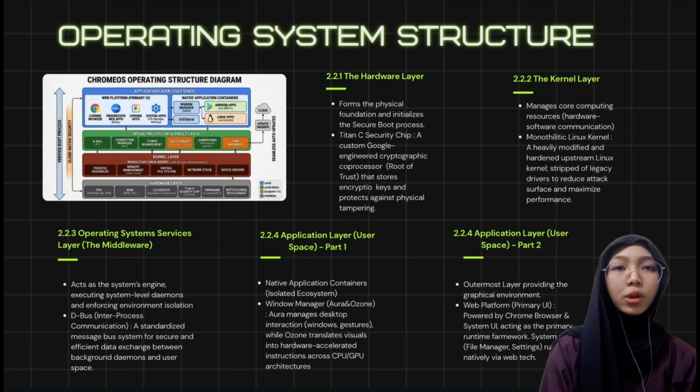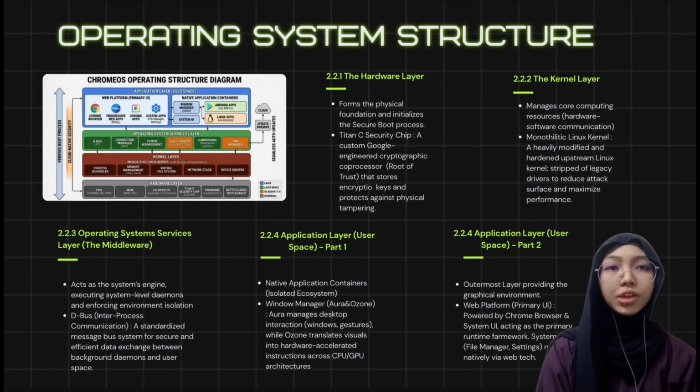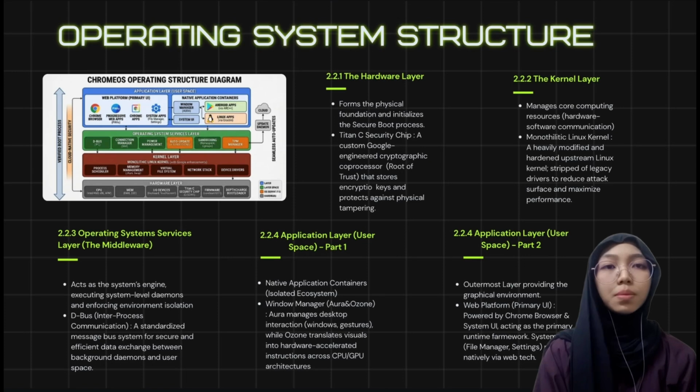To understand Chrome OS, think of it like a secure multi-layer building, moving from the physical hardware at the bottom up to what we see on our screen. Here is how it works. First, the hardware layer. This is the physical foundation. It features the Titan C security chip, a custom Google chip that acts as the hardware root of trust. It protects encryption keys and makes sure the computer boots up safely without tampering.